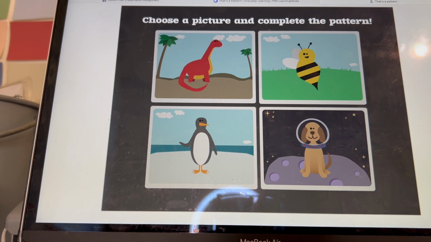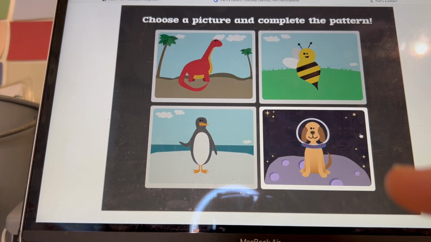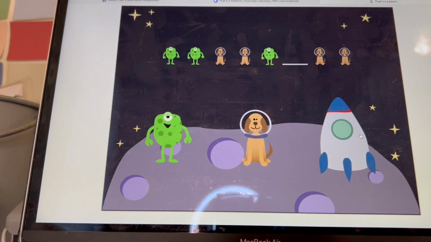All right, class, do we want dinosaur, bee, penguin, or dog? All right, we'll go with space dog. Choose a picture and complete the pattern. All right, so we have alien, alien, dog, dog. Alien, alien, dog, dog. First, does anyone know what the missing piece is?